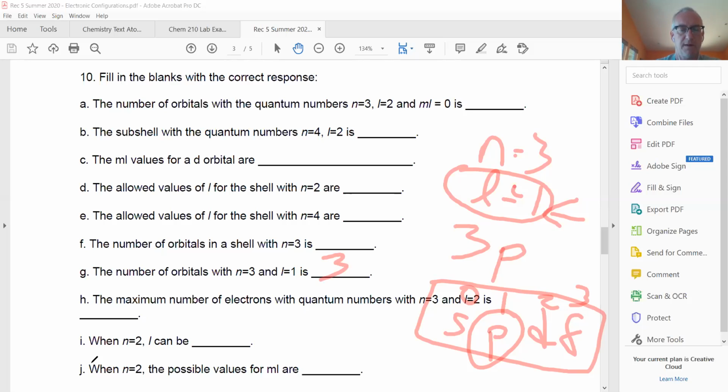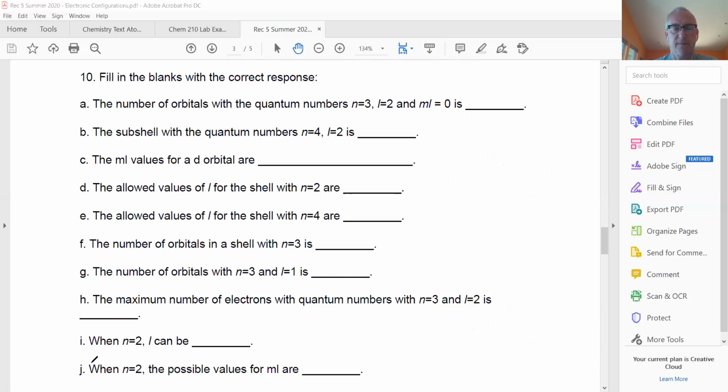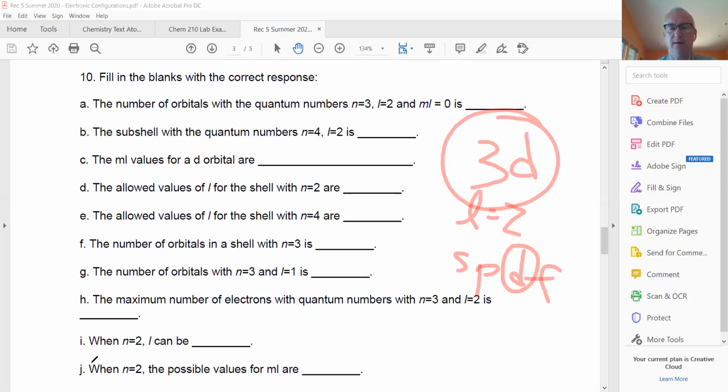All right. The maximum number of electrons that all have the quantum number n equals 3, so we're at level 3, and L equals 2. L is the subshell, and it's 2, so which one is it? S, P, D, or F? D. So 3D. How many electrons can we put in 3D? 6? Nope, that's P.